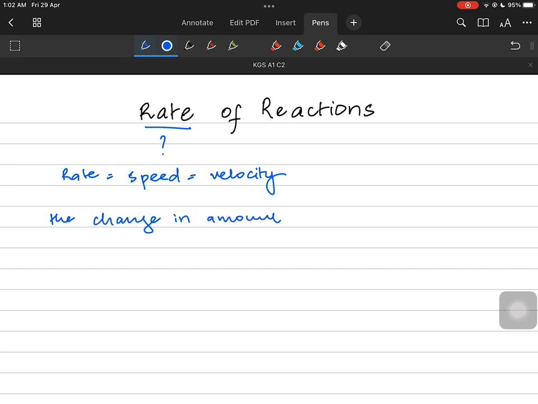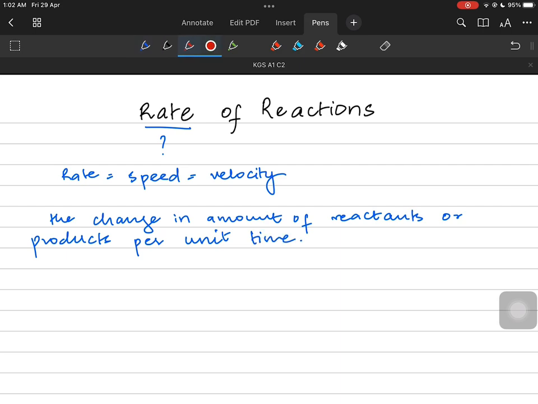So it is the change in the amount of reactants or products. Definitely reactants are being decreased, products are increasing. So it is the change in the amount of reactants or the products per unit time, per every second or every minute or every hour. The amount could be taken in the units of moles or the centimeter cube of a gas, let's say, the change in concentration or the change in mass. These are all indicators of the amount, while time could be seconds, it could be minutes, or it could be hours. So we are talking about these changes per unit time.